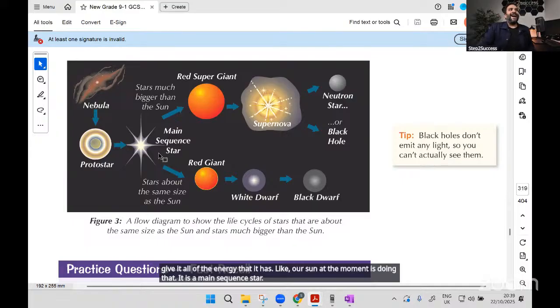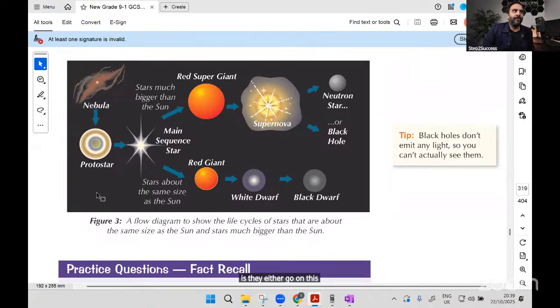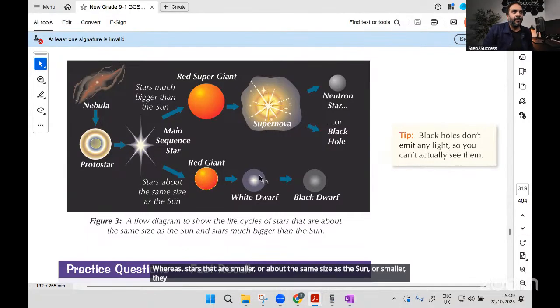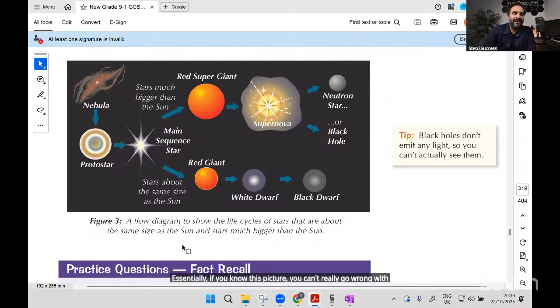At the end, what happens eventually to all stars is they either go on this top path or they go on this bottom path, depending on how big they are. So big stars become what's called a red supergiant. They then become a supernova, and then they become either a neutron star or a black hole. Whereas stars that are smaller or about the same size as the sun, they become a red giant, then a white dwarf, then a black dwarf. Essentially, if you know this picture, you can't really go wrong with this topic because it just needs these words. Not a huge amount of detail.